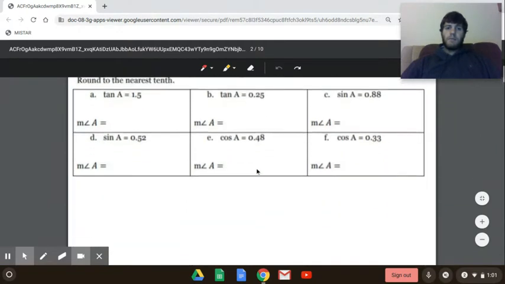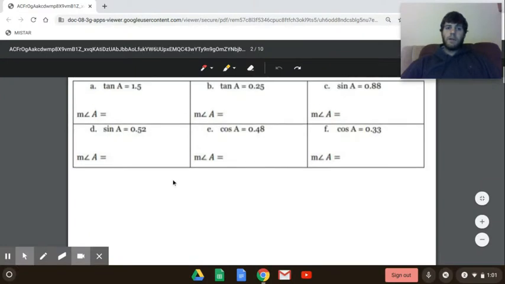For A, we have the tangent of A equals 1.5, so I'm going to write it down here. Tangent A, equals 1.5. The reason these are called inverse trig functions is because they basically cancel out the regular trig functions.